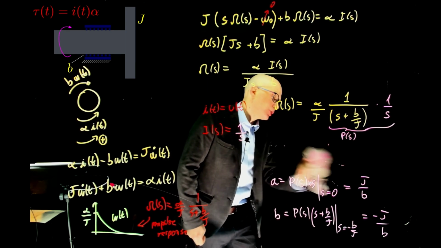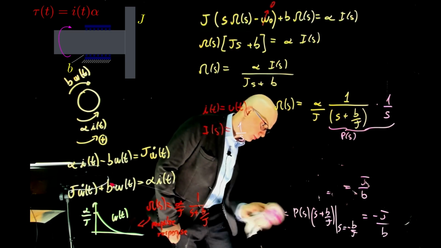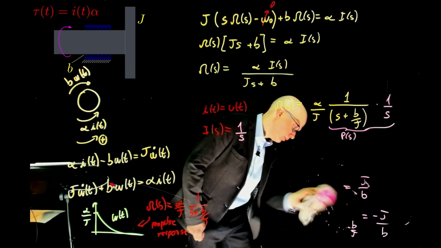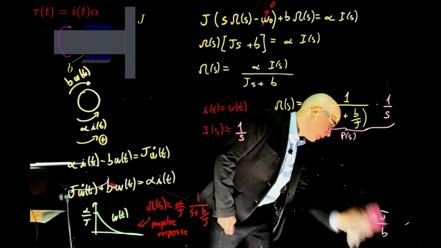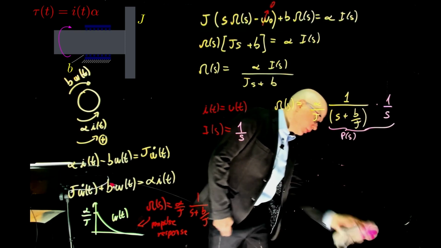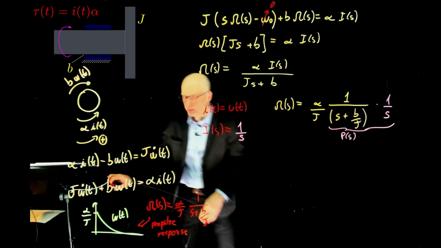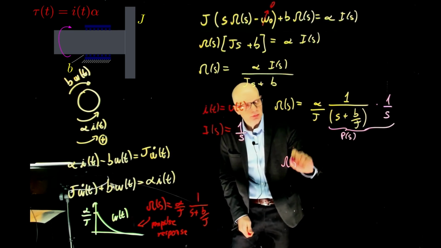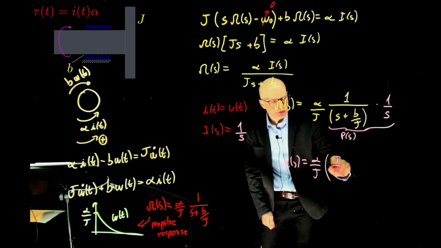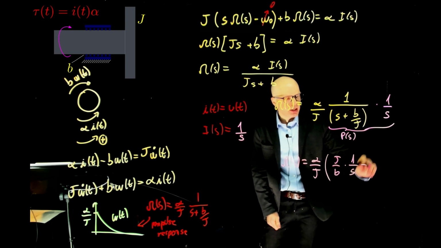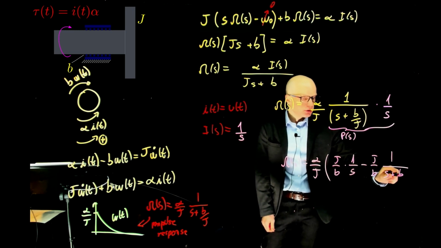Now this is the partial fraction. Now we have two terms here. Okay. So now omega of S is alpha over J divided by J over B times 1 over S minus J over B over 1 over S plus B over J.